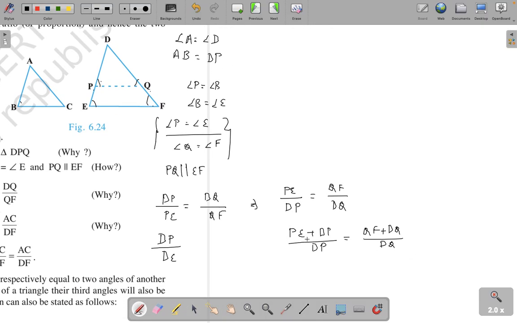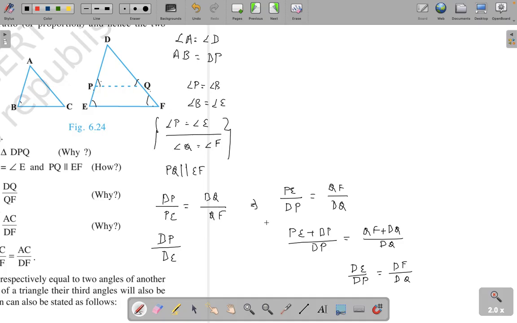Right, so what is PE plus dP? DE. Yeah, so dE upon dP equals dF upon dQ. Right? So I mean, when you have this BPT, you can apply anything. So this by this, or this by this entire thing.